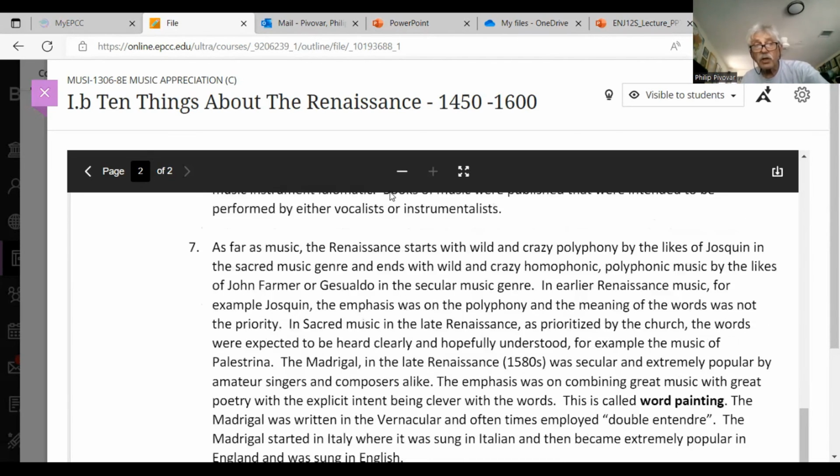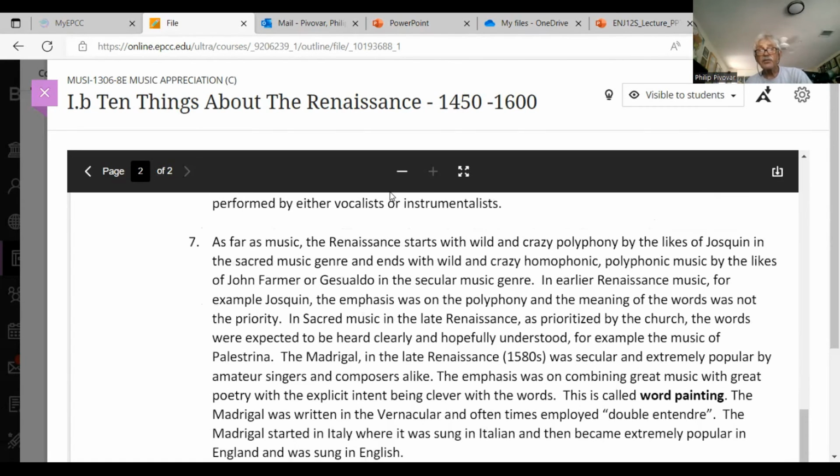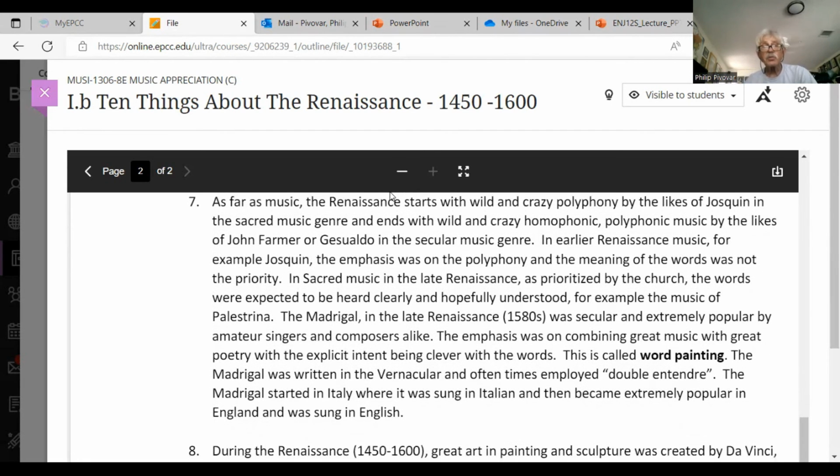As far as music, the Renaissance starts with wild and crazy polyphony by the likes of Josquin. We'll study his music in the sacred music genre, and ends with wild and crazy polyphonic music by the likes of John Farmer or Gesualdo. We'll hear some of their music in the secular music genre. Again, it moved from sacred music to secular music during the Renaissance. In earlier Renaissance music, for example, Josquin, the emphasis was on the polyphony and the meaning of the words was not the priority. In sacred music, in the late Renaissance, because the church required this, the words were expected to be heard clearly in polyphony and hopefully understood.